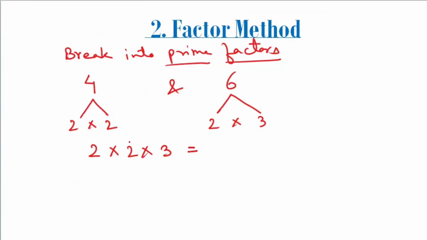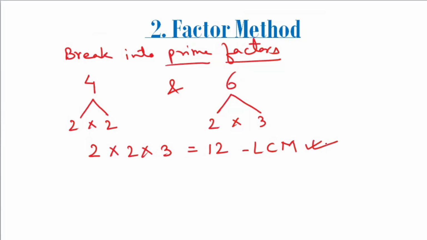And we have to multiply all of this. 2 times 2 is 4. 4 times 3 is 12. This is our LCM. See, we get the same answer again. So whichever method you like and it's easy for you, you can do it.